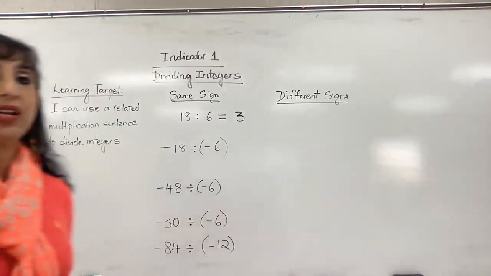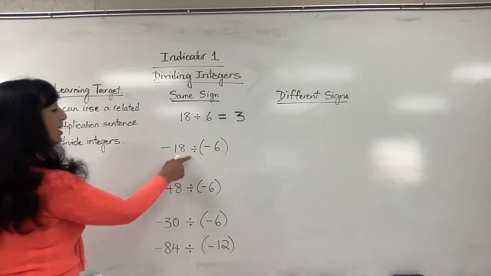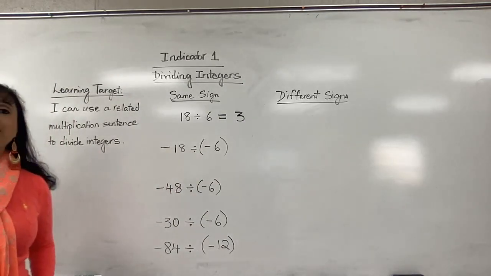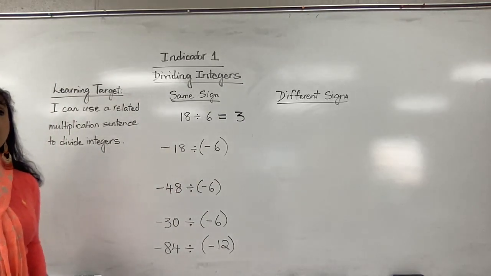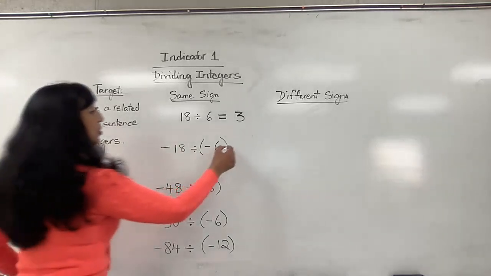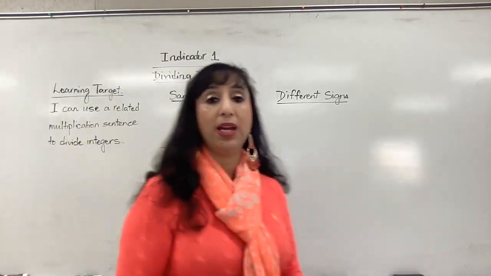But now let's go ahead with the same signs. Now negative 18 divided by negative 6. Once again, both of these are the same signs. So when I do negative 18 divided by negative 6, I am going to end up with my quotient of 3. It's going to be positive.